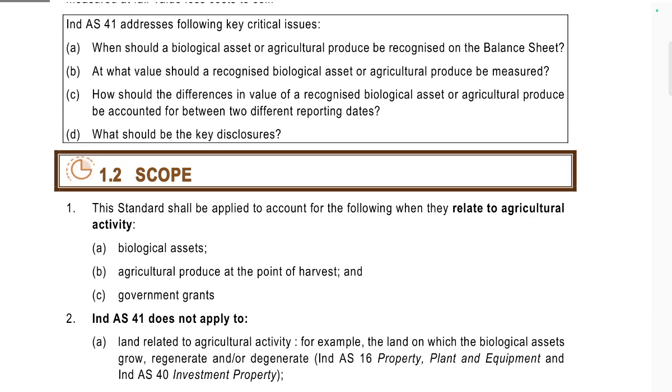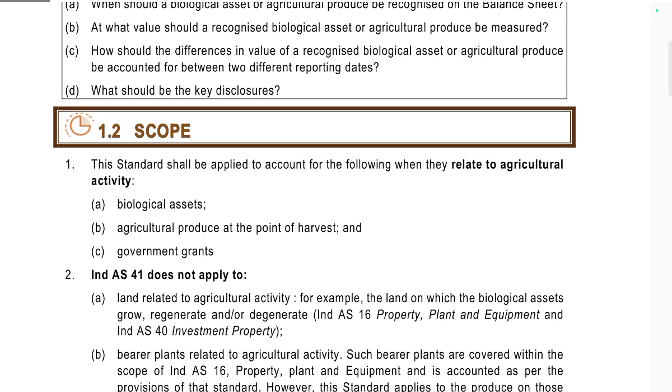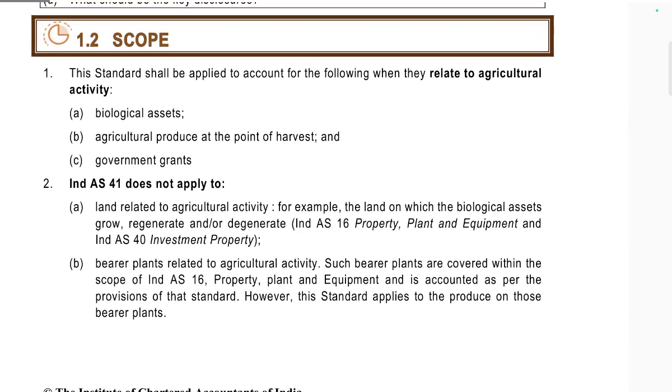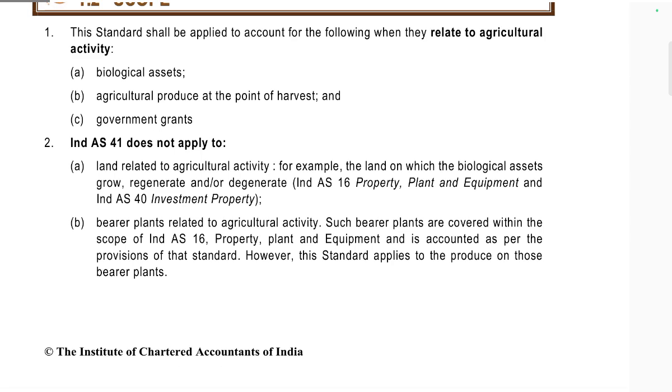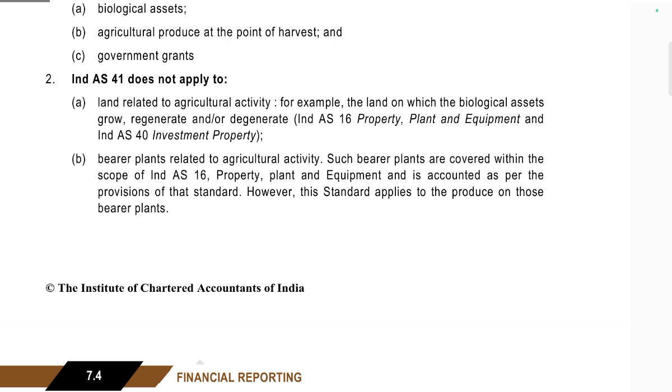What would be the difference in the value of recognized biological assets and agriculture produce between two different reporting dates? What should be the key disclosure scope? The standard must apply to the following related to agricultural activity: biological assets, agriculture produce at the point of harvest. It does not apply to land relating to agricultural activity.